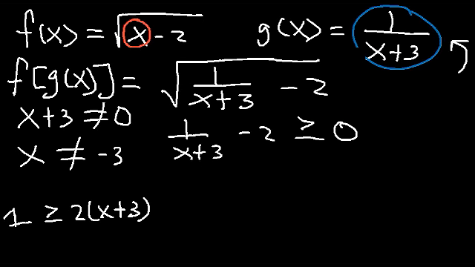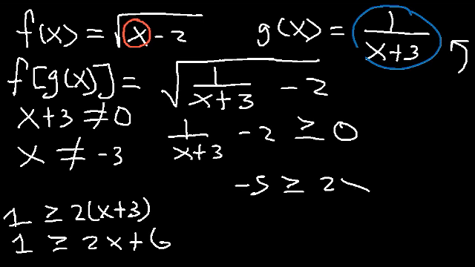If we distribute the 2, it's going to be 2x plus 6, and if we subtract 6 from both sides, 1 minus 6 is negative 5. And then we need to divide by 2. So based on this, it appears as if x is less than or equal to negative 5 over 2. Now we got to be careful with this answer, because it may not always be correct.